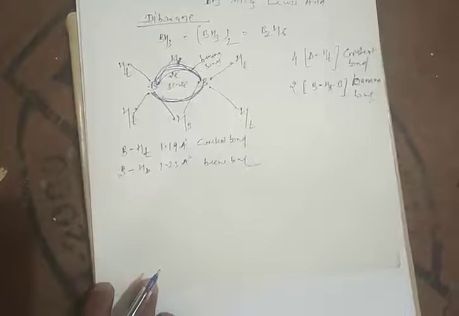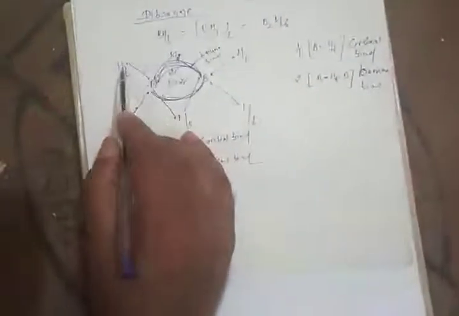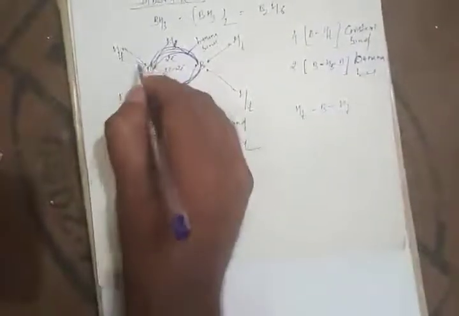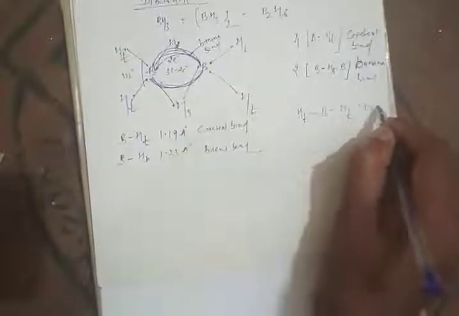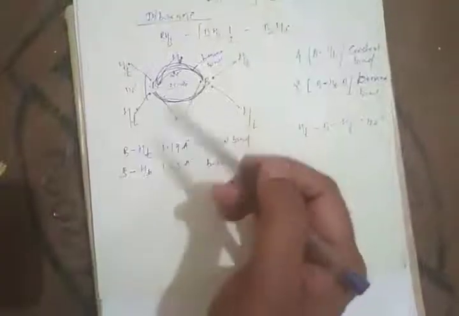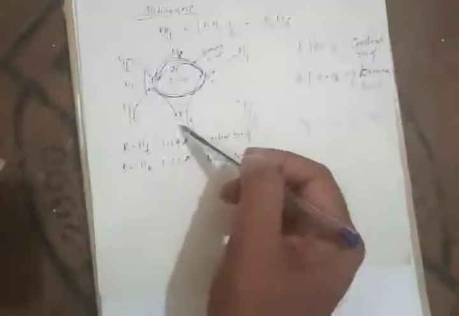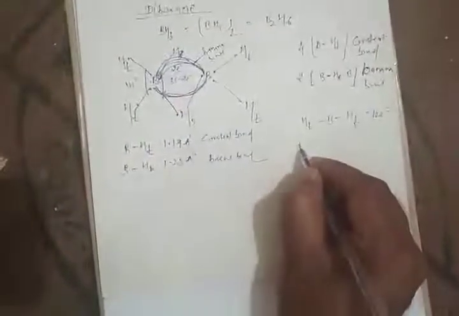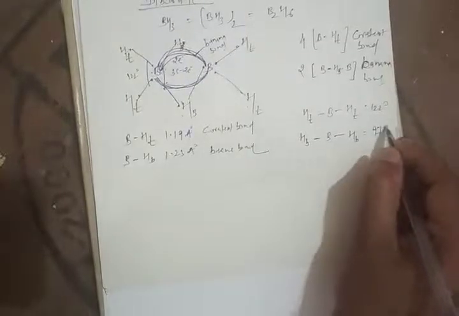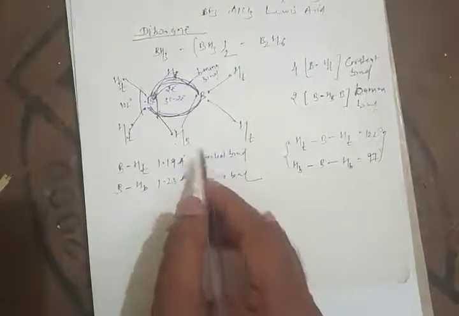Similarly, if you go for the bond angle, the angle between HtBHt is 122 degrees here, whereas the bond angle between the bridge hydrogen, boron and bridge hydrogen is 97 degrees. So the bond angle is also different. Correct? This is how you can differentiate BHt and BHB. The statistical data clearly shows that these are different types of bonding.